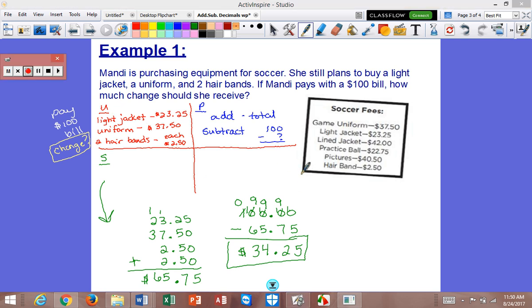Now, for the sake of time in this video, I'm not literally going to do the math to check this. I'm just going to talk about how you could check this. So I could add $34.25 plus the total and make sure it equals 100. Or you can go ahead and add up everything she bought and then add in the change, and it should equal 100.